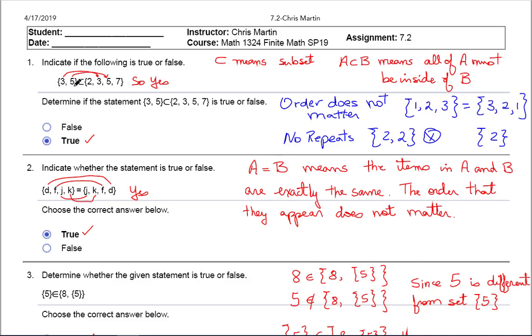Alright, so let's take a look here. In problem 1, we have this U sitting on the side. It means that it's a subset. And so if a set A is a subset of B, that means everything in A must also be in B. So let's see, I got a set here of 3 and 5. Is every member in this set also in the bigger set? 3 yes, 5 yes, so yes, that is a true statement.